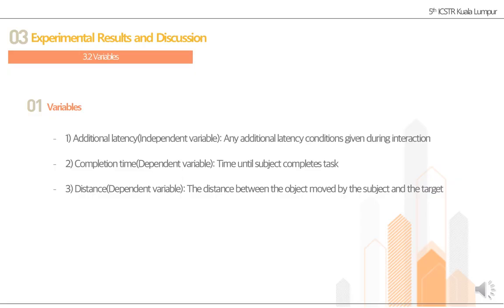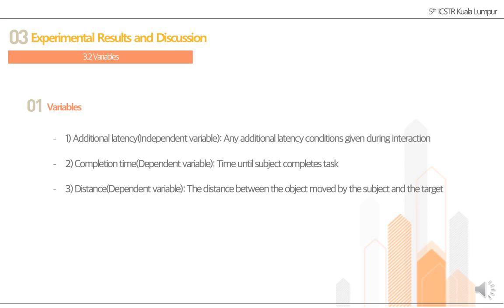I want to turn now to the second section. The second section is variables. There are three main variables. The first variable is additional latency. Additional latency is an independent variable: any additional latency condition given during interaction.